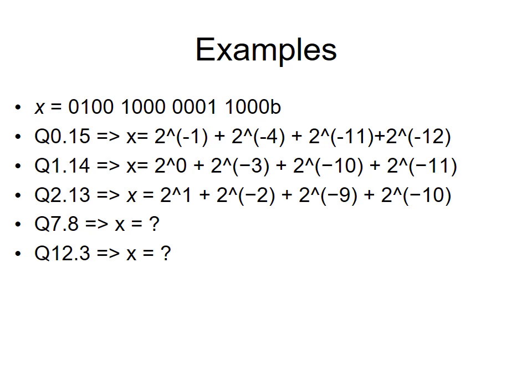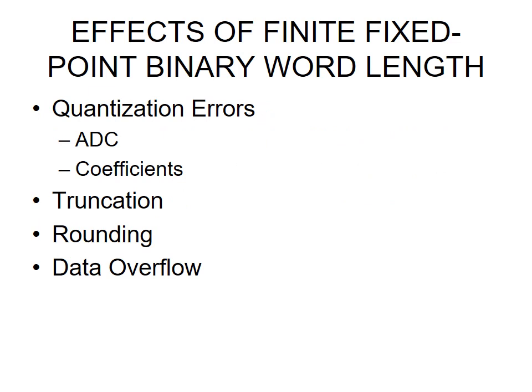Next is the Q1.14, that is x equals 2 to the power of 0, plus 2 to the power of minus 3, plus 2 to the power of minus 10, plus 2 to the power of minus 11. Next is Q2.13, that is x equals 2 to the power of 1, plus 2 to the power of minus 2, plus 2 to the power of minus 9, plus 2 to the power of minus 10. Likewise, we have to find it out for Q7.8 and Q12.3.